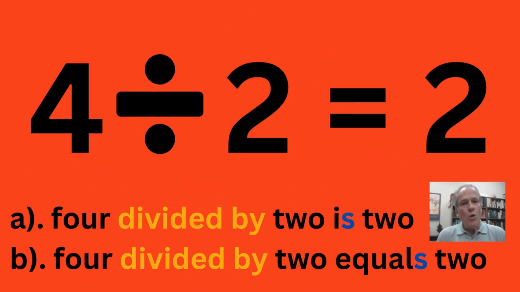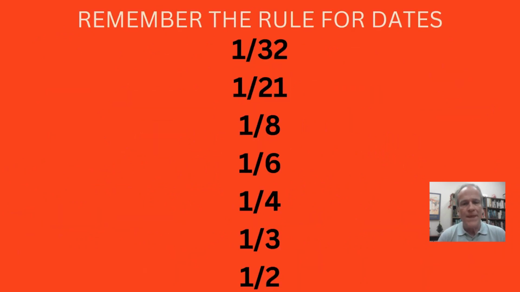How about this? So 4 divided by 2 equals 2. 4 divided by 2 is 2. Oh, I read that backwards. So I think I would choose A over B, but they are both fine. 4 divided by 2 is 2.